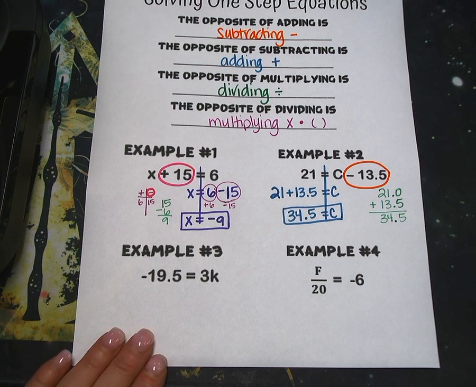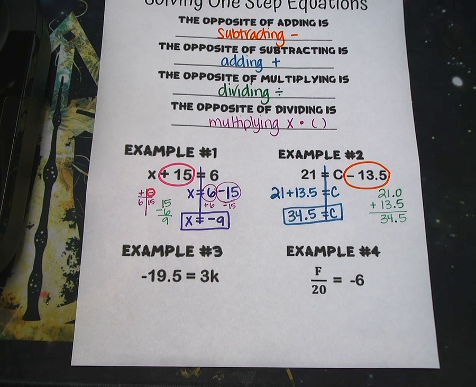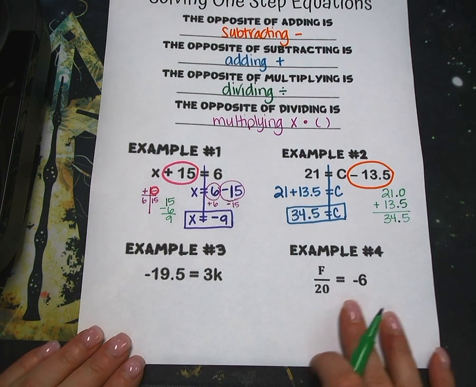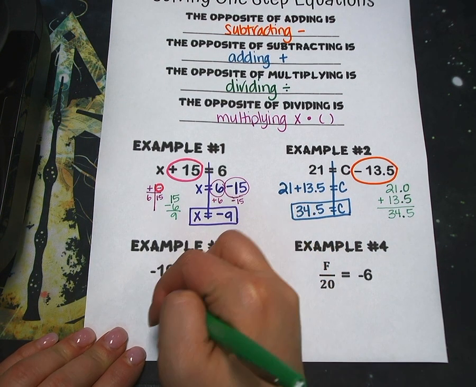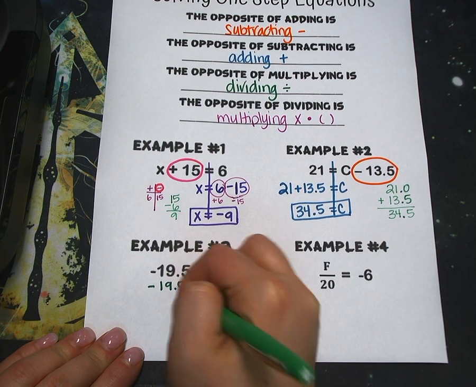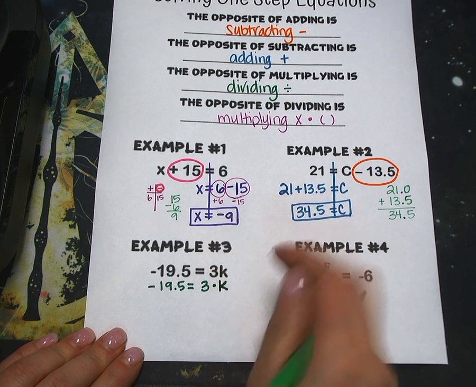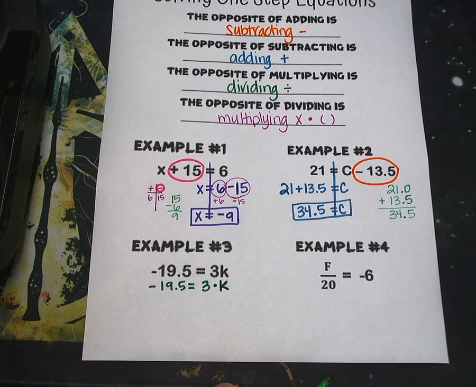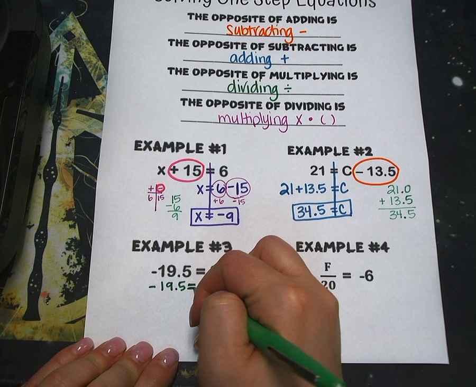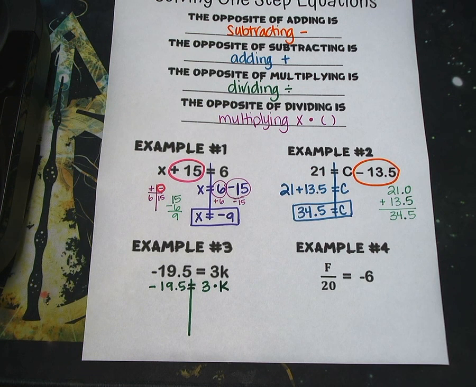Yesterday in our notes, we talked about how when a number and a letter sit next to one another, it is multiplication. So I am going to rewrite this before I solve as negative 19.5 equals 3 times k, just to remind myself that that is multiplication when they sit next to each other. Now that I've rewritten it, I can solve. So I draw my line down my equal sign, just like all the other problems, and I'm going to circle what is with the letter, the variable.